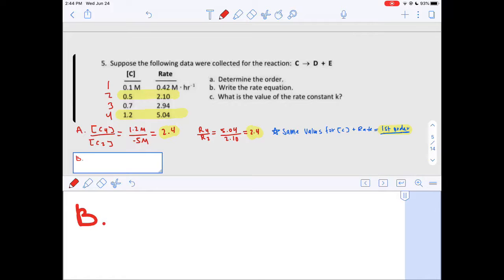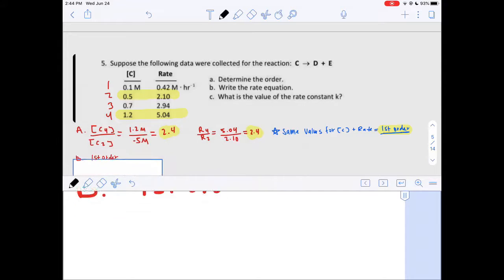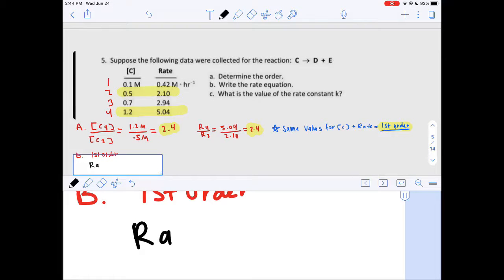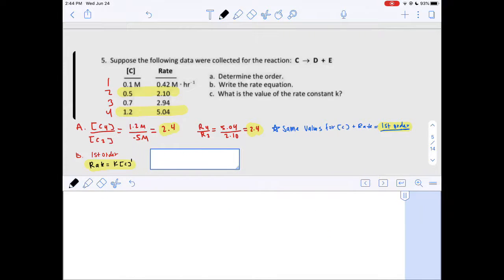Part B, write the rate equation. So we know it's first order. And we've probably already by now mastered how to write a rate equation. So rate equals k, concentration of C, because that's the letter she gives you in the example, to the power of 1. Boom. Part B. Let's do part C over here.